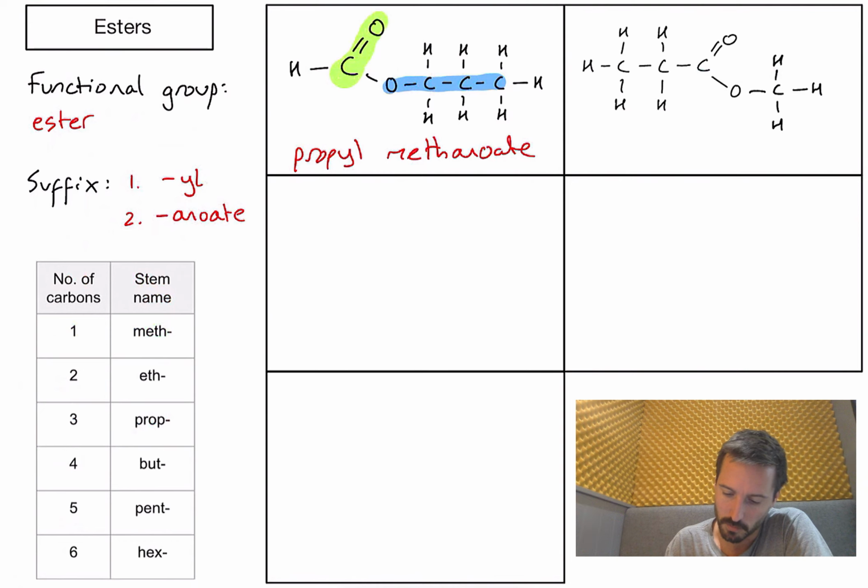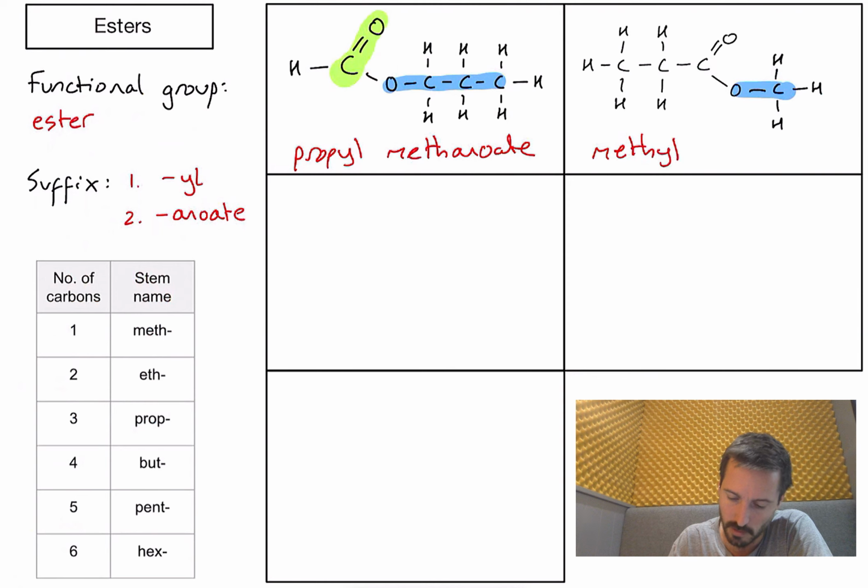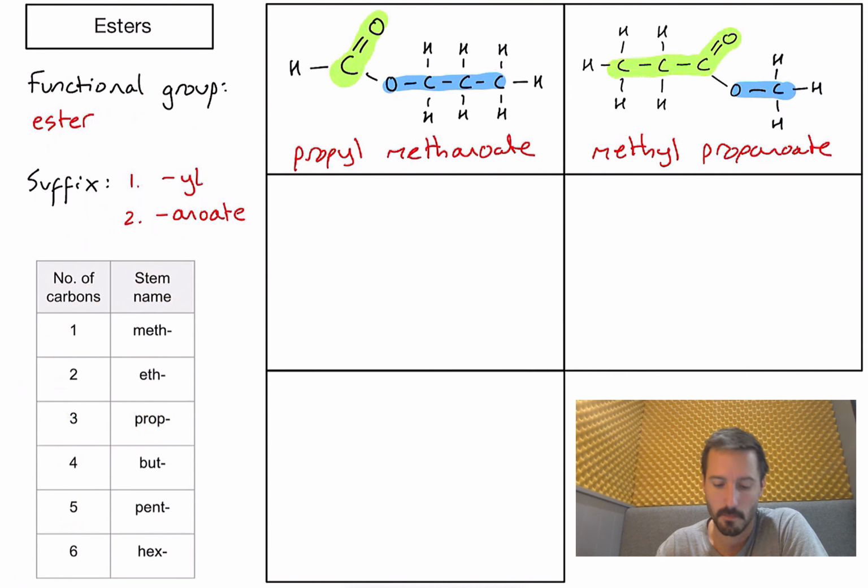Let's take a second example. Okay, again, let's first of all find the bit that's come from my alcohol. Well, the single bond to the oxygen is on the right side of the molecule again. It's got just one carbon in this case, so the stem part is going to be meth. So we've got methyl, it's the beginning of my name. Which bit has come from my carboxylic acid? Well, it must be the bit with the double bond, and that contains three carbons. So the second part of my name will have prop, and the suffix there, propanoate. So that is methyl propanoate.